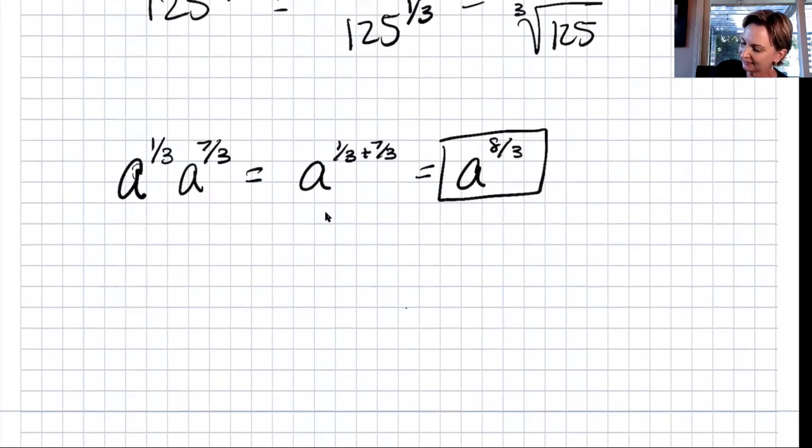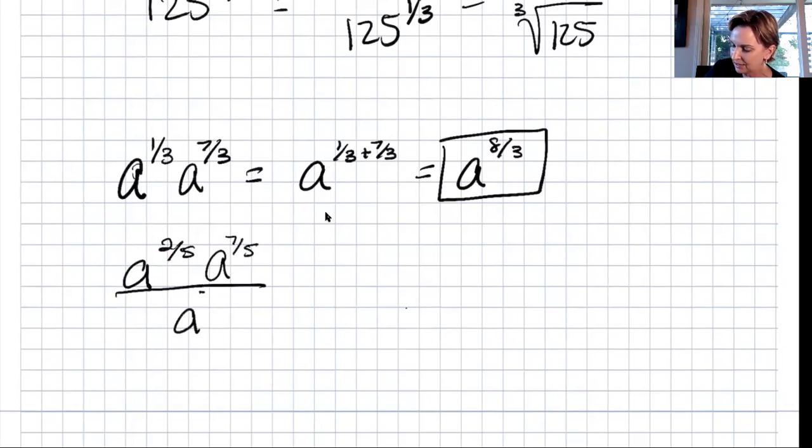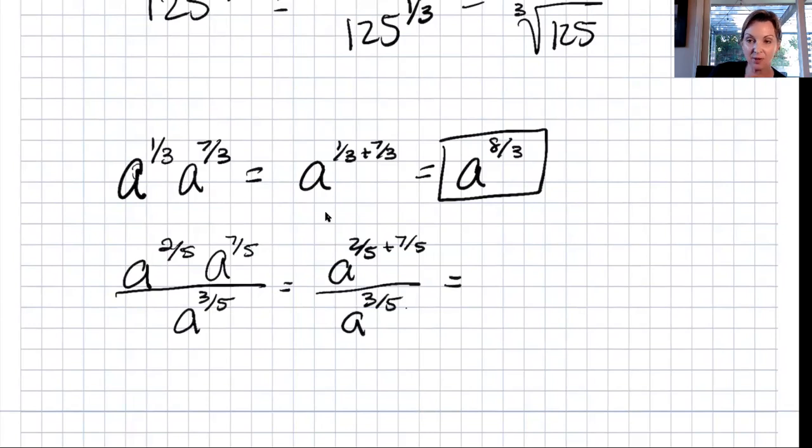Okay, let's step it up a little. Let's do a to the 2/5, a to the 7/5. We're going to divide that whole thing by a to the 3/5. What should we do first? Probably the numerator. That's going to be a, and you're going to add. Lucky for us, we have common denominators. So a to the 9/5 over a to the 3/5.